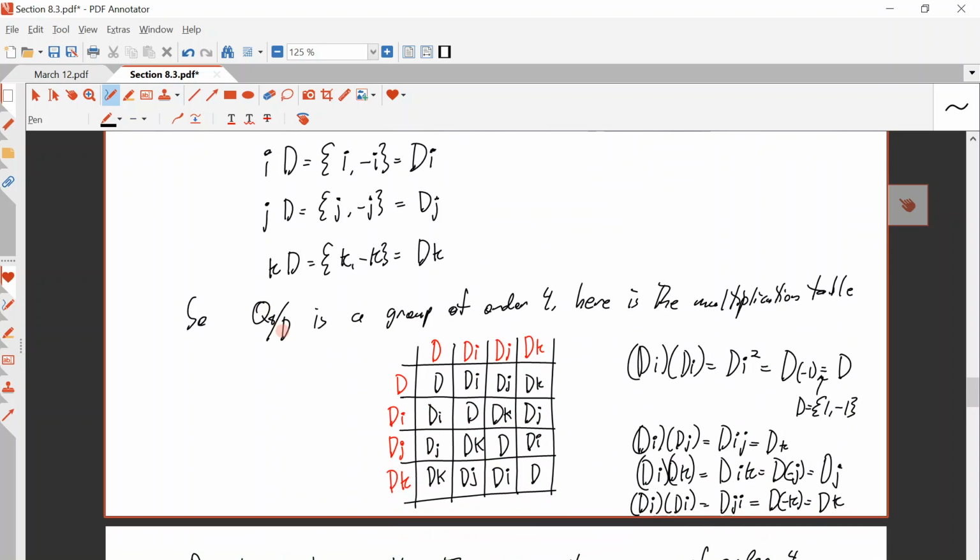All right, anyway, so Q8 mod D is a group of order 4, because there are 4 cosets: D, Di, Dj, Dk. And here's the multiplication table. For example, Dj times Di is Dji. J times i is negative k, so that's D negative k, which is the same as the coset Dk. So there it is.